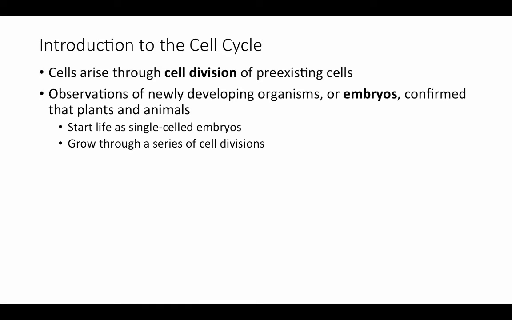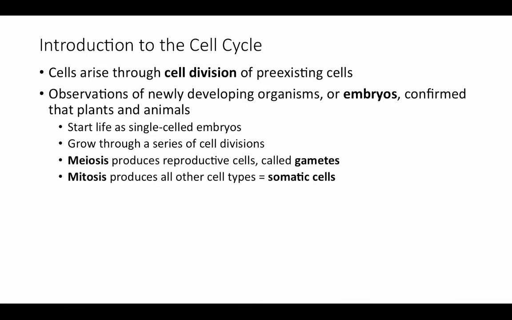Observations of newly developing organisms or embryos have confirmed that plants and animals start life as single-celled embryos, so a single fertilized egg that's going to undergo a series of cell divisions to create a multicellular organism. So meiosis is going to be the process of cell division that's going to create reproductive cells called gametes, and mitosis is going to produce all of the other cell types in the body, all of the non-reproductive cells, and we're going to call those somatic cells.